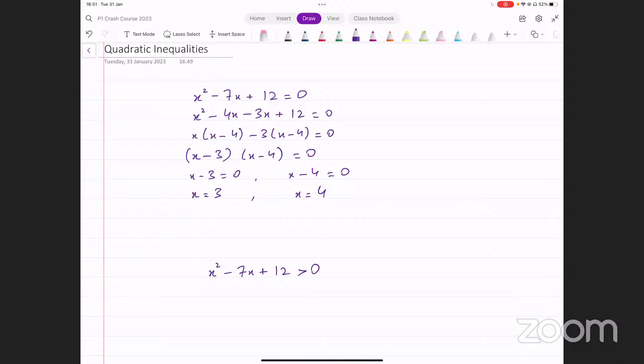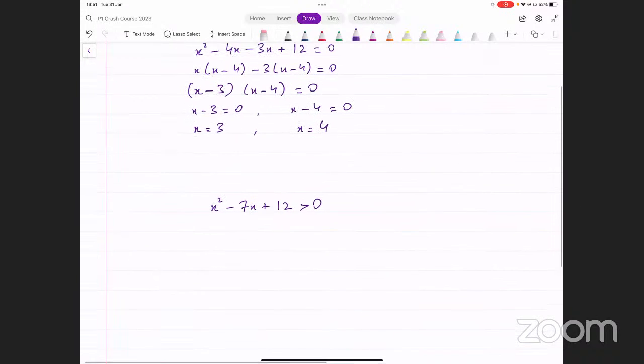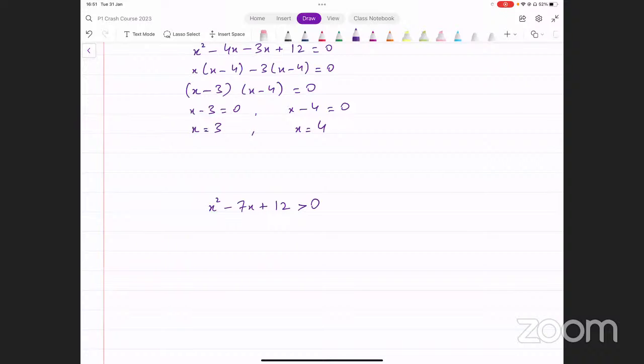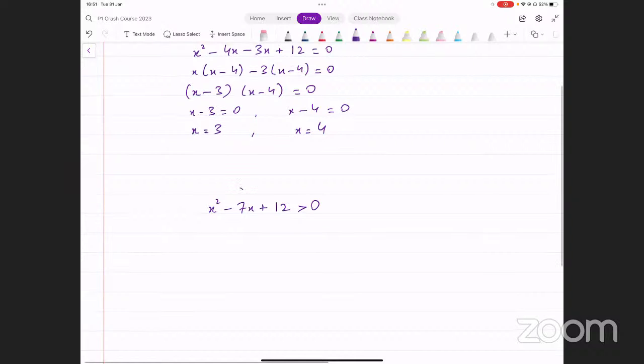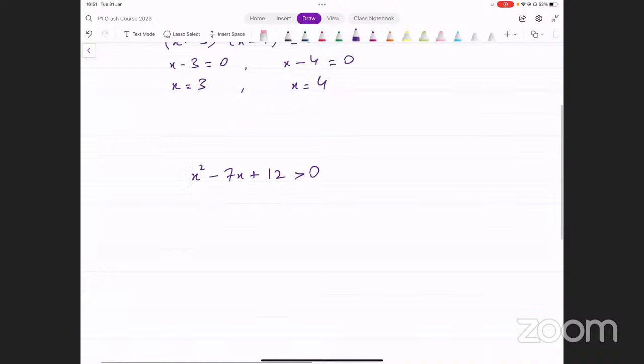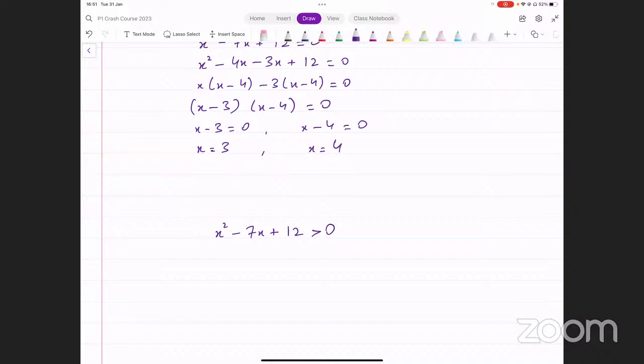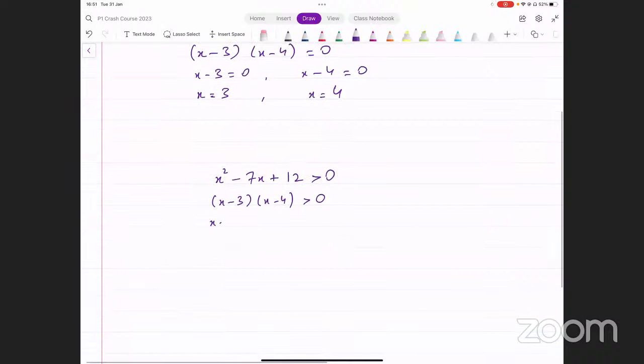What do we do about this now? How do we solve this? One thing you might think of doing first is to factorize this, just like you factorize for solving quadratic equations. You end up with the same factors, x minus 3 into x minus 4, and you say that is greater than 0. And then you might think that either x minus 3 is greater than 0 or x minus 4 is greater than 0. But we cannot really do this.